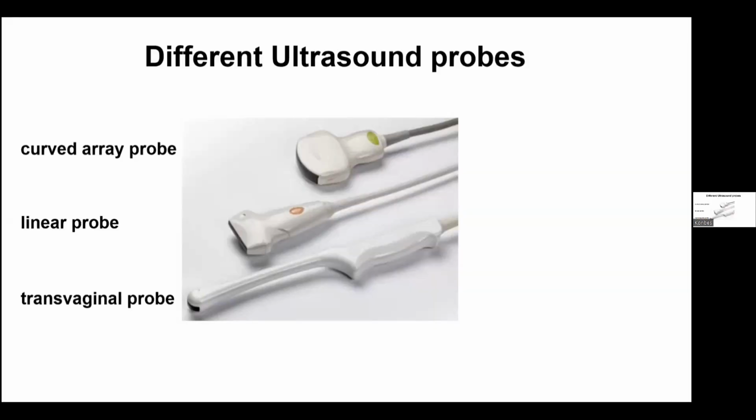These are the probes we use. In the normal case we use the curved array probe, and we also have linear probes, which are more for breast analysis, and transvaginal probes. They have the advantage of higher resolution, and for volume sonography we use other probes. So we can acquire volumes, and then we can analyze this volume block.